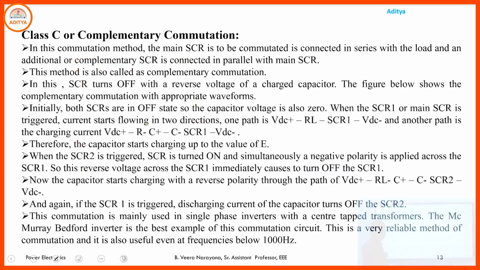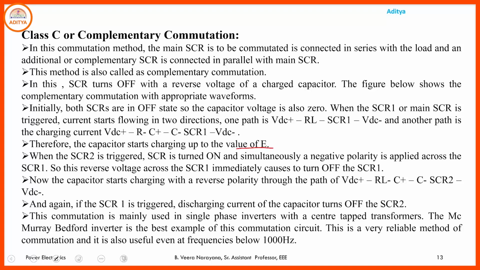See here, this is the operation. Initially both the SCRs are in the off state, so the capacitor voltage is 0. When SCR1, the main SCR, is triggered, the current starts flowing in two directions. One path is VDC plus, RL, thyristor, and VDC minus. Another path is VDC, R, capacitor, thyristor, and VDC minus. So the capacitor starts charging up to the source voltage.